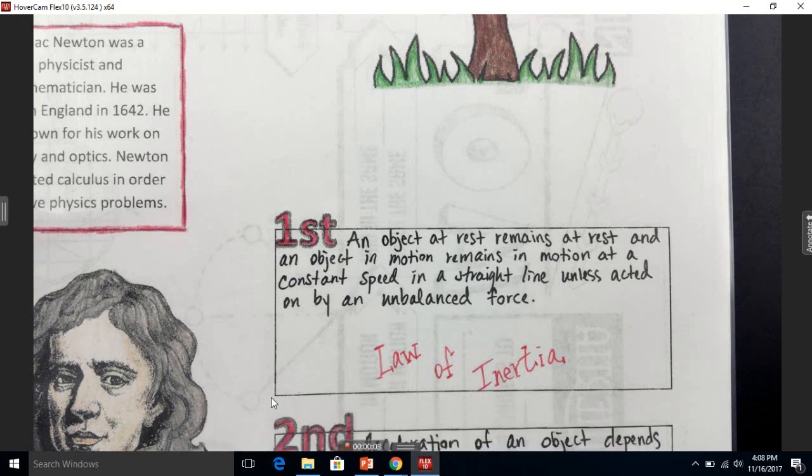Okay, this is a brief description of Newton's laws. The first law: an object at rest stays at rest, and an object in motion stays in motion at a constant speed in a straight line unless acted on by an unbalanced force.